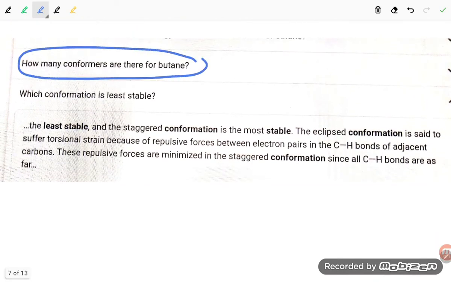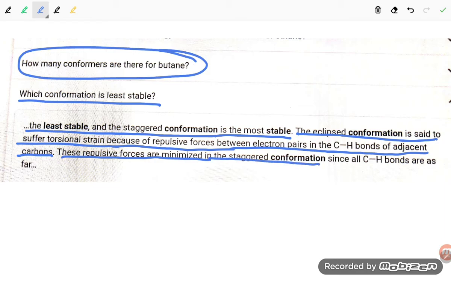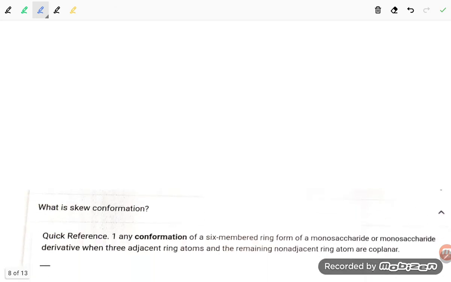How many conformers are there in butane? Which conformation is least stable? The eclipsed is the least stable and the staggered conformation is the most stable. The eclipsed conformation is said to suffer torsional strain because of the repulsive forces between electron pairs in CH bonds of adjacent carbons. These repulsive forces are minimized in the staggered conformation since all CH bonds are far apart. The least stable is the eclipsed conformation, where the bond angle is 0 degrees.